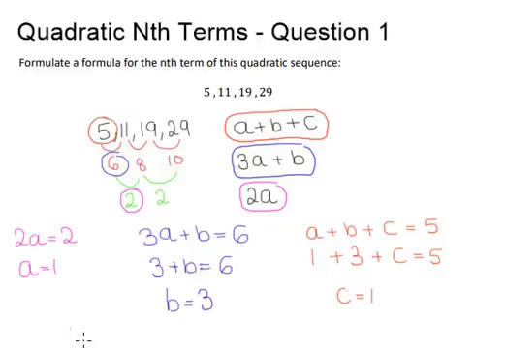So the final thing that we need to do is plug it into this equation. So the equation is an squared plus bn plus c. But we know what A is, we know what B is, and we know what C is. So A is 1, so I'm going to have 1n squared, which is the same as just n squared, plus 3n, plus C, which is just 1. So this is my formula for the quadratic nth term of this sequence.